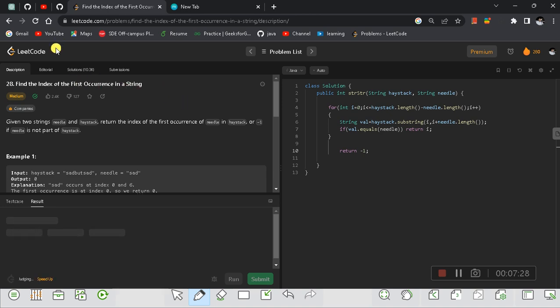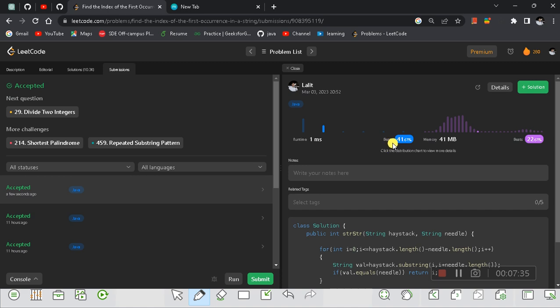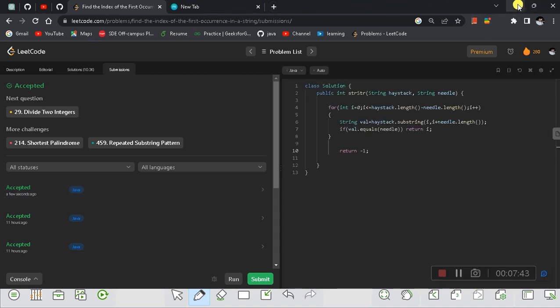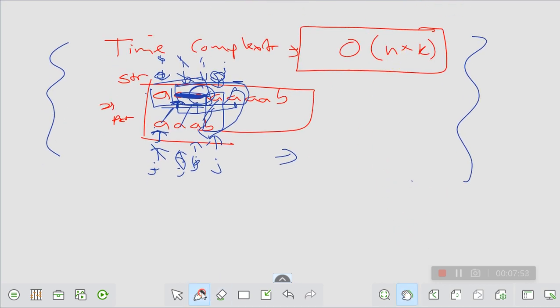Basically this is the problem on LeetCode, problem number 28, and you can see that it's working. It's 41% faster than online Java submissions. Now let me move to the KMP algorithm, and I hope you are clear on whatever I have explained here. The complexity of the naive algorithm is O of n cross k, because for every window of size k, it's checking whether this window is equal to my pattern or not.